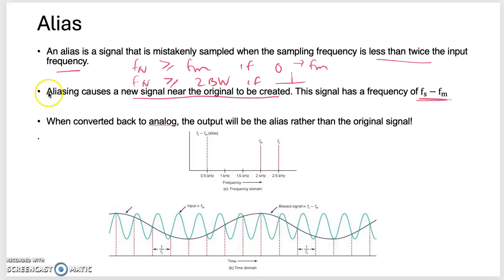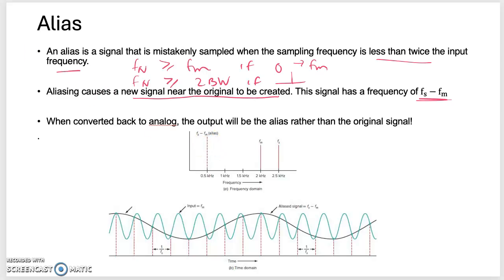Okay, so back to alias. Aliasing causes a new signal near the original to be created. The signal has a frequency of fs minus fm. So when converted back to analog, the output will be the alias rather than the original signal. Sometimes it's a problem, sometimes we want it.